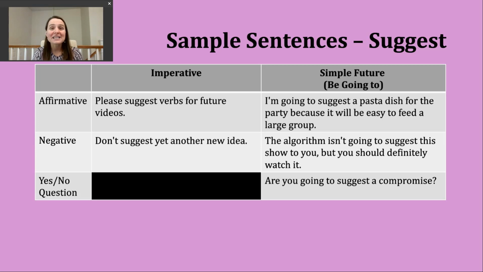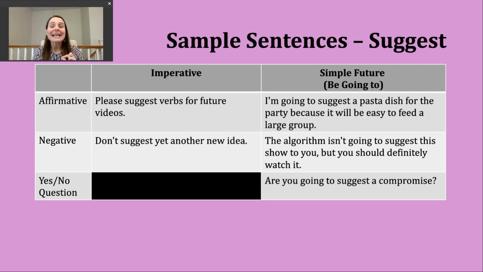Okay, here's an example. I'm going to suggest a pasta dish for the party because it will be easy to feed a large group. Okay, here maybe we have a group of people planning an event and someone is saying or indicating as the group meets, they plan to make this recommendation, to share this idea, and sort of explains their reason behind this idea.